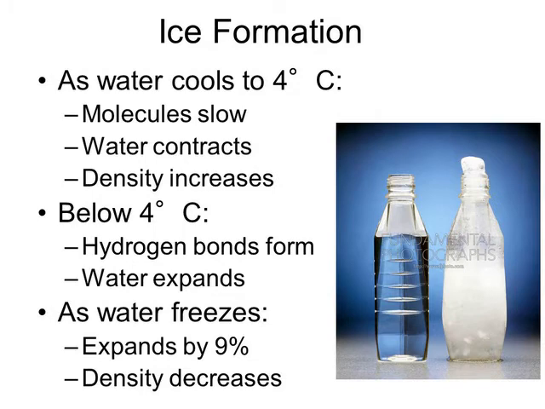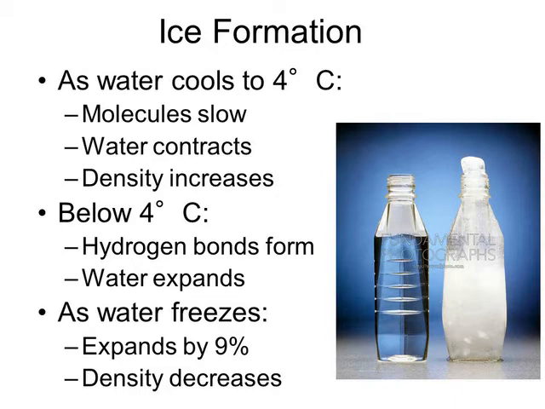As water cools down to 4 degrees C, the molecules slow down, water contracts, and the molecules come closer together, so you're increasing your density. Now, once it hits 4 degrees C and continues to cool, the hydrogen bonds between the water molecules are forming. So it spreads apart and starts to form those crystalline structures.